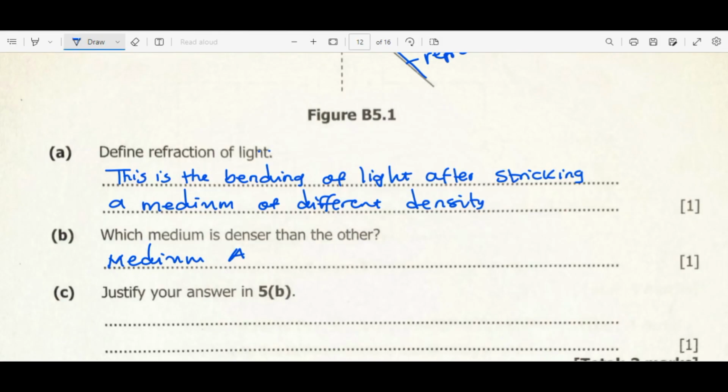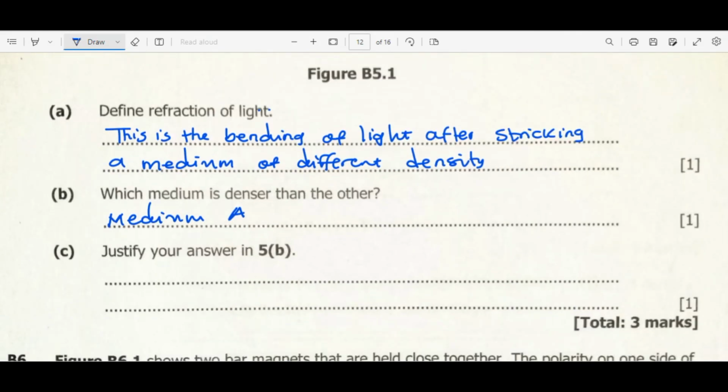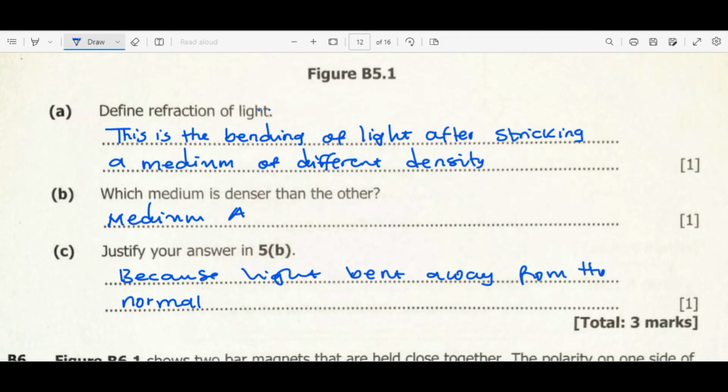Then we have to justify our answer. So say because light bent away from the normal ray. So this is how we can answer a question like this one. So that's it for this video. Thanks for watching.